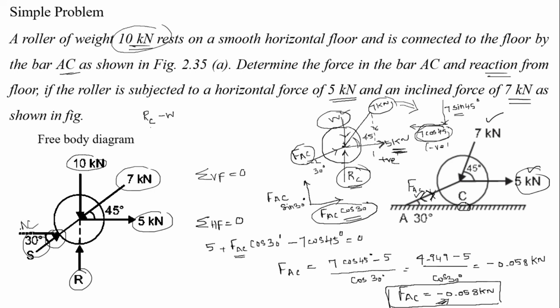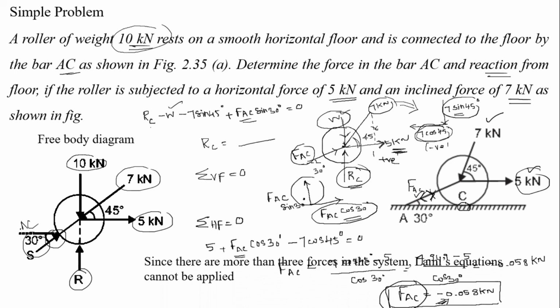So, what are the values acting downward? This 7 sin 45 is also acting downward, so that is why 7 sin 45 degree, and this FAC sin 30 is acting upward, so that is why we take it positive, right. FAC sin 30 degree is equal to 0. Now, we know the value of FAC. Substitute this value, and W we know. Everything is a known value except this RC value, then RC we can find, right.